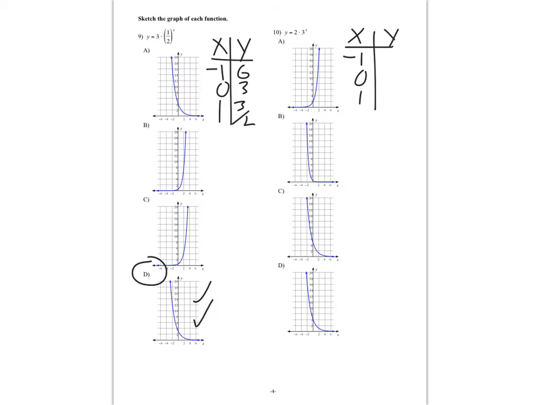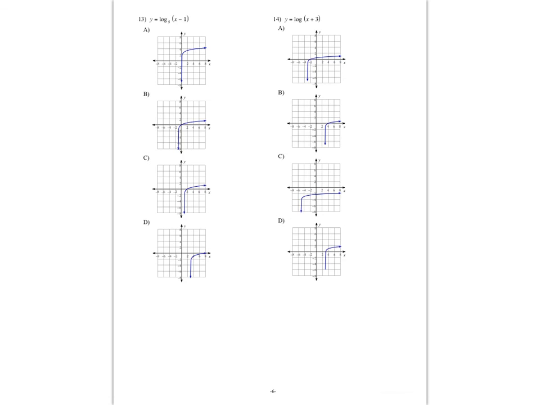For the second one, 2 times 3 to the x, we've got -1 giving us 3 over 2, 0 giving us 3, and 1 giving us 6. It's kind of the flip of the one we just did. The only one that's flipped is going to be A. That has those 3 points on it. The nice thing about multiple choice is that when you have that, even if you just want to throw these in your calculator and graph, you can get a pretty good idea of which one is the right one. Graphing logs you will not have to do.